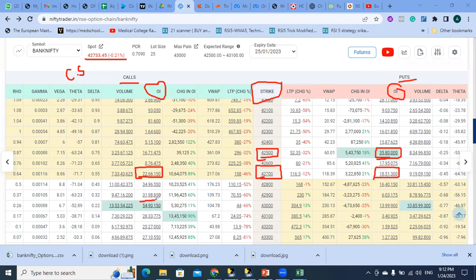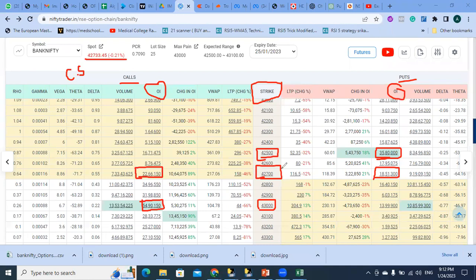What is the biggest resistance? The biggest resistance is the 54,90,000 contracts present at 43,000. Generally, the round figures, if you see 43,000, 42,500, 42,000, these are the contracts which have open interest comparatively higher than between strike prices.